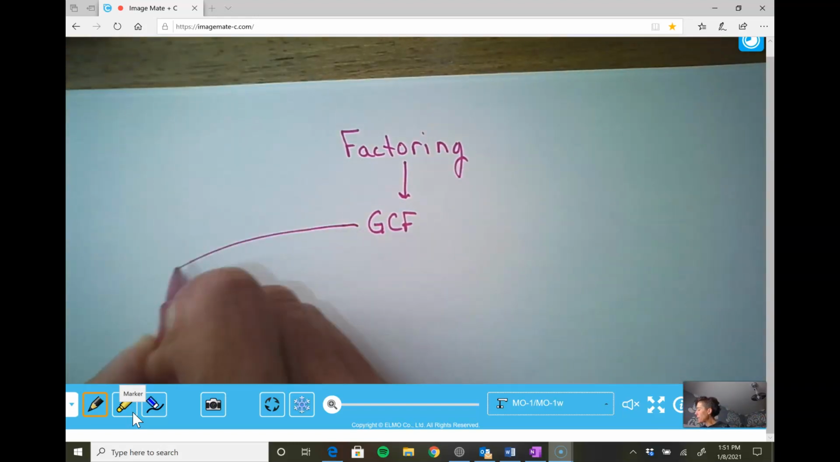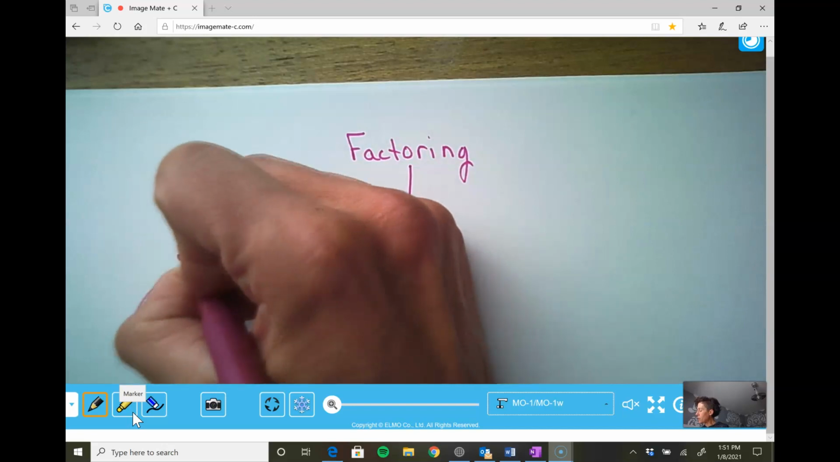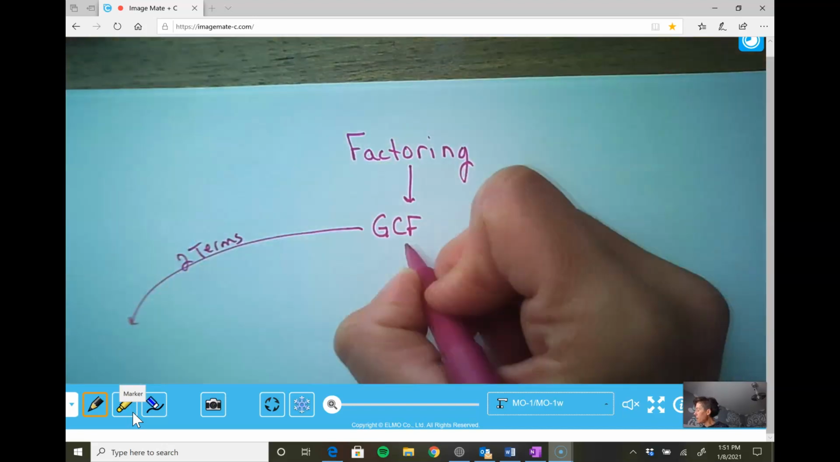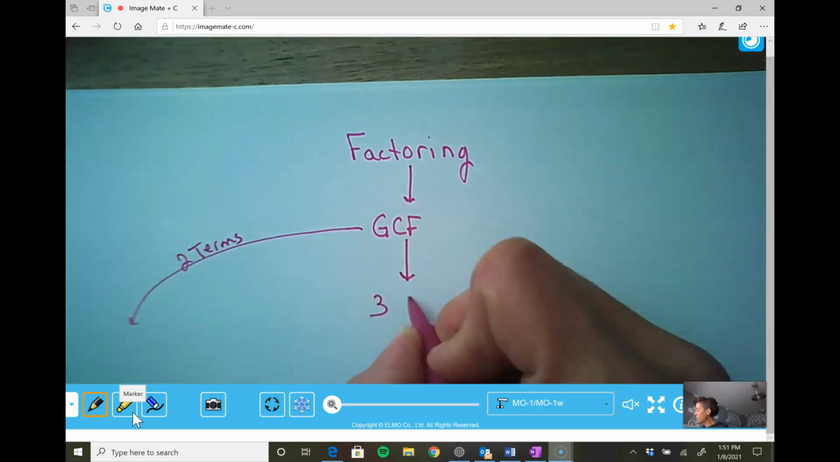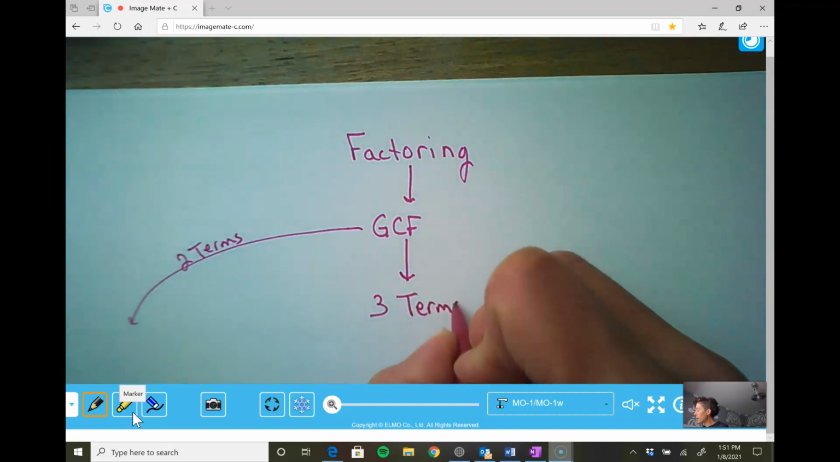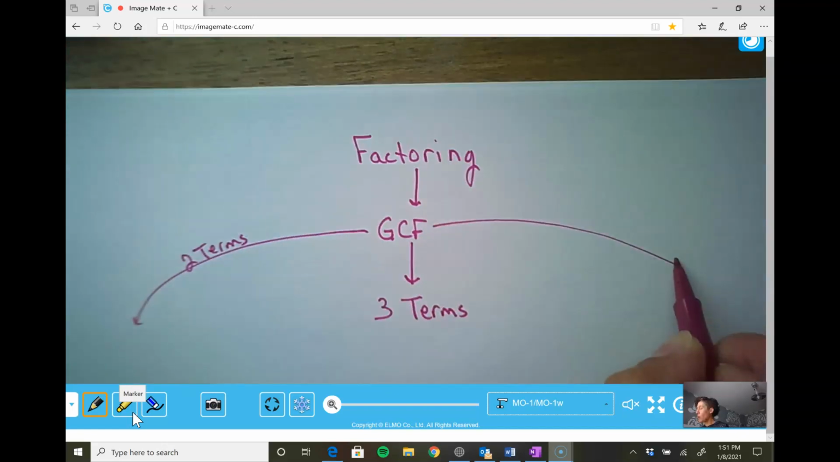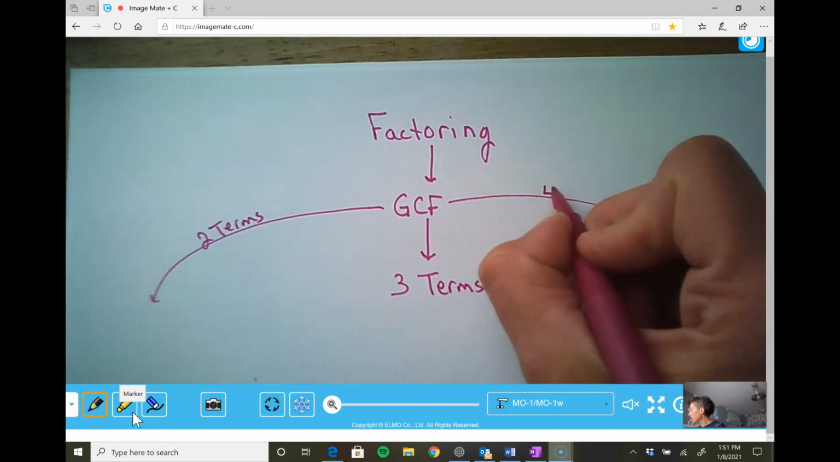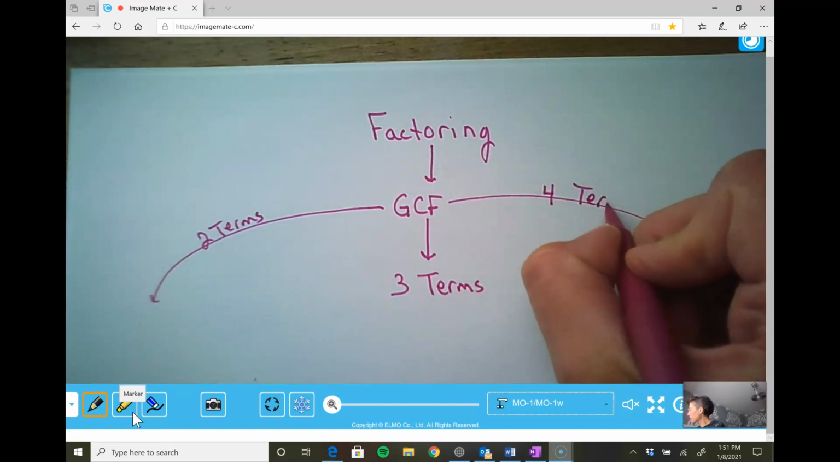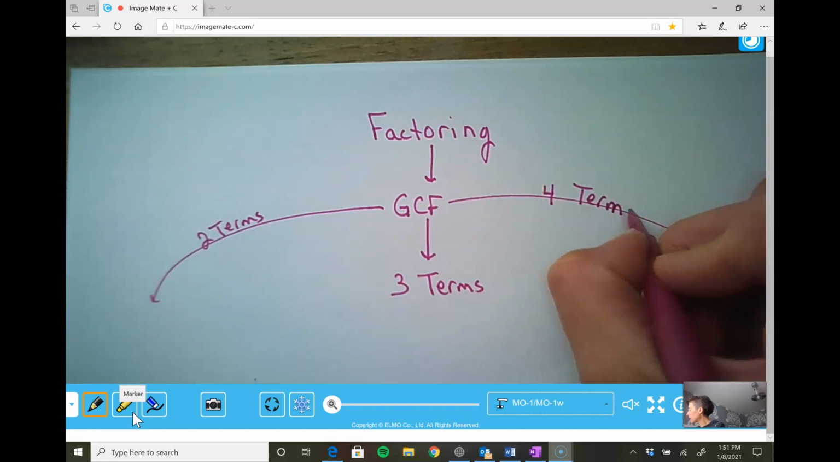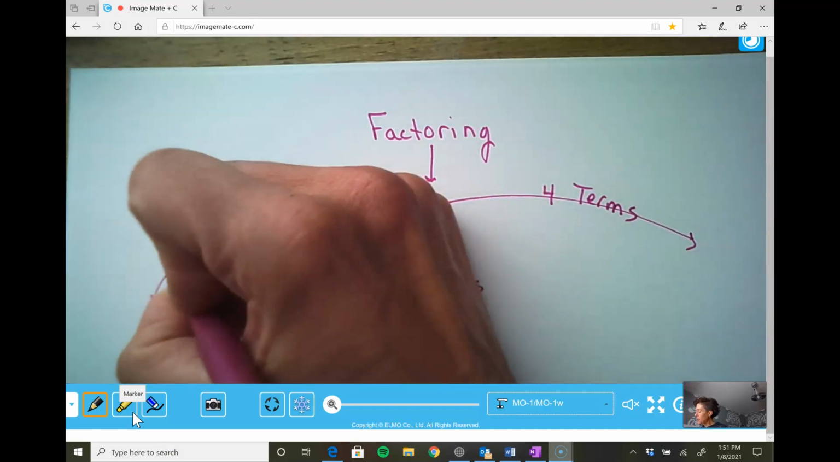So in the past, we made a branch and we had 2 terms. And then I made a branch and I called it 3 terms. And that's what we've done so far. But today, what we're going to do is also add 4 terms. So the 2 terms actually has an official name.